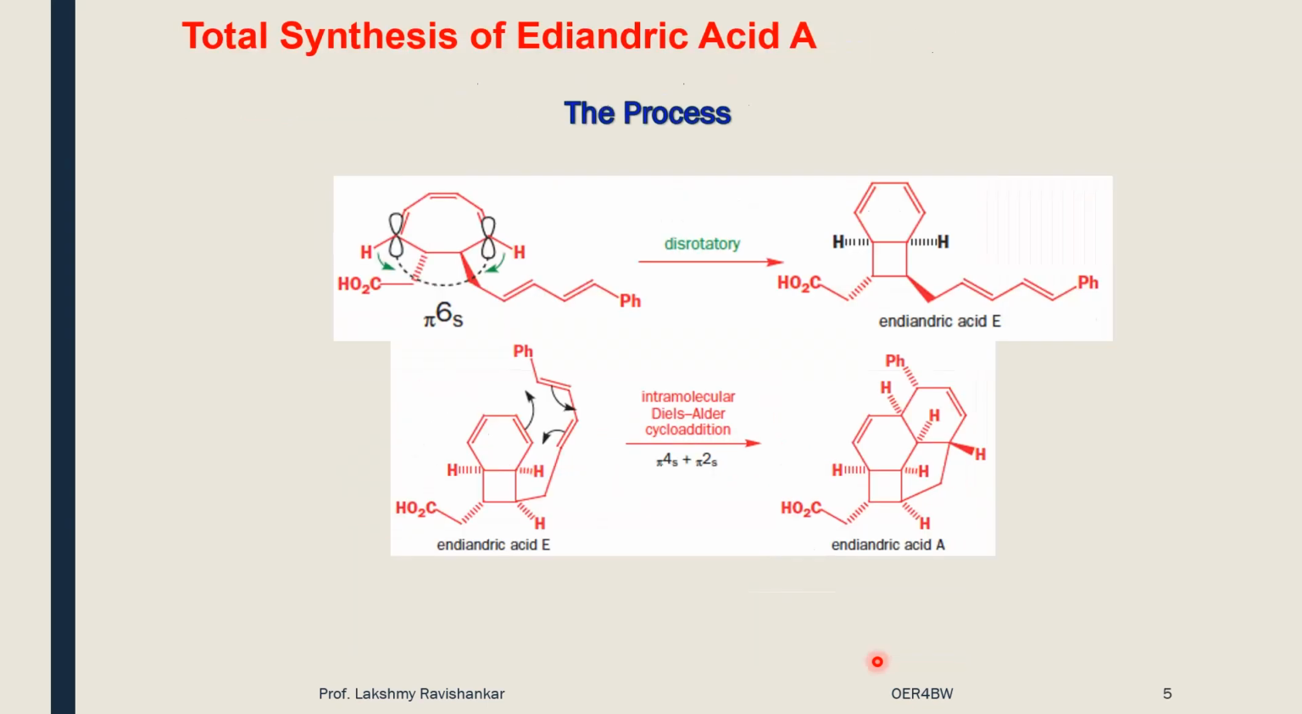And its diastereomer, if you see, in case the disrotation happens in the opposite direction, you get endiandric acid E. And this endiandric acid E undergoes an intramolecular 4+2 pi cycloaddition to give you the endiandric acid A. The endiandric acids, some of them have got antibiotic activity. So you see that just by means of electrocyclic ring closing and a final Diels-Alder reaction, you are able to synthesize such a complex molecule.